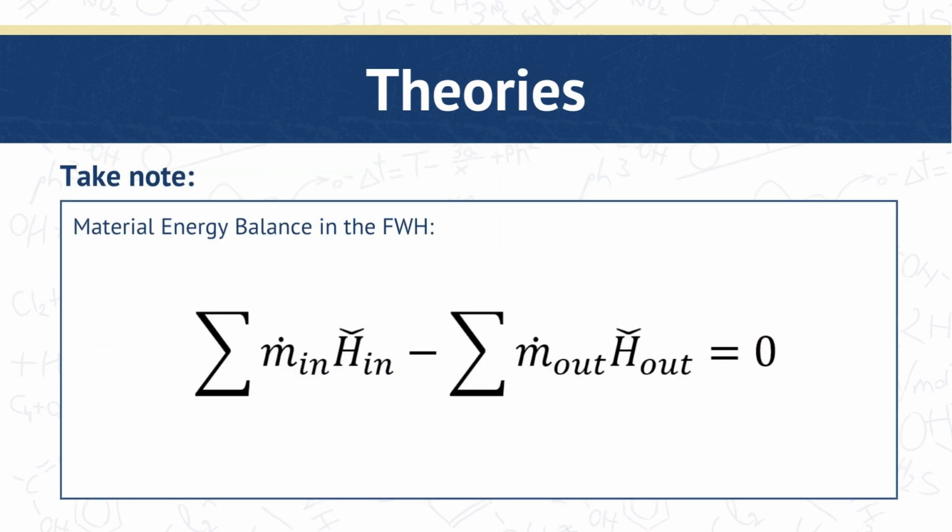It is also important for you to know the fractions of what is extracted from the turbine for what is used for reheating and what is used for the condensation process. For this, we need to take note of the material energy balance in the feed water heaters. So the summation of the product of the mass flow rates and the specific enthalpy, the difference of that of what goes in and what goes out, is equal to 0. So keep that in mind.